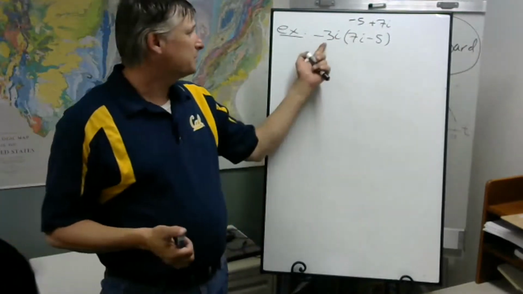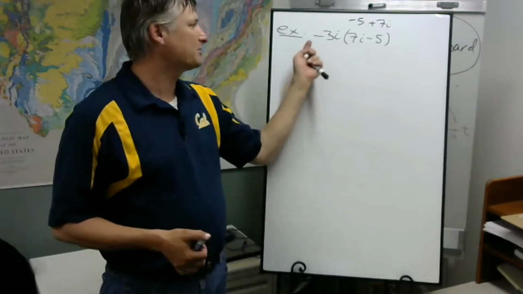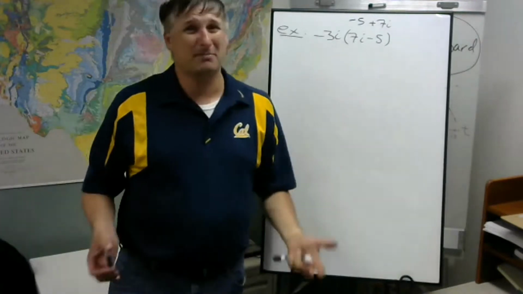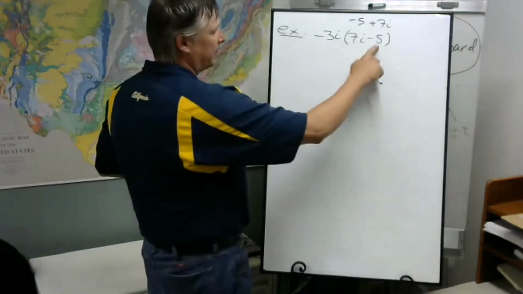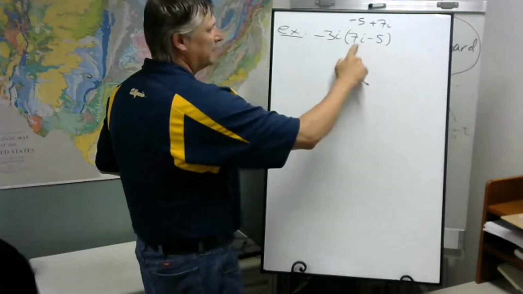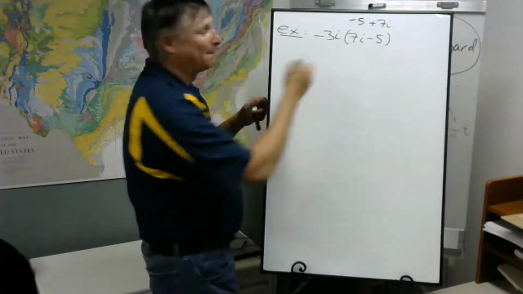Now to do this, we want to distribute that -3i. This is what we call a purely imaginary number. It's purely imaginary because there's no real part to it. Like this is a real part to this complex number. That's the imaginary part. So we'll distribute this -3i.